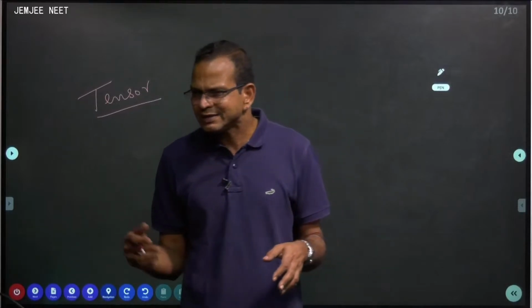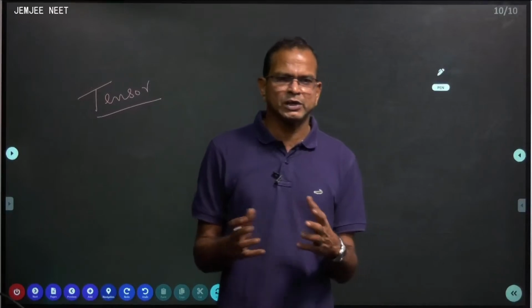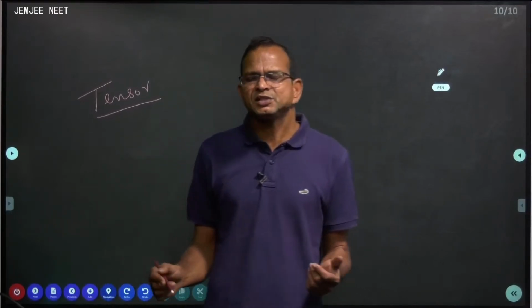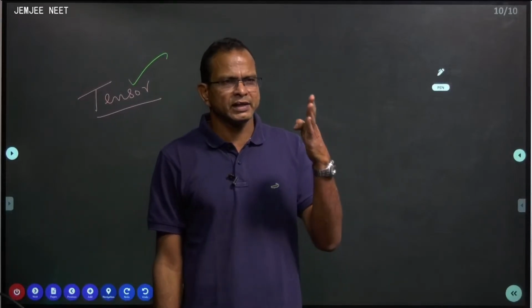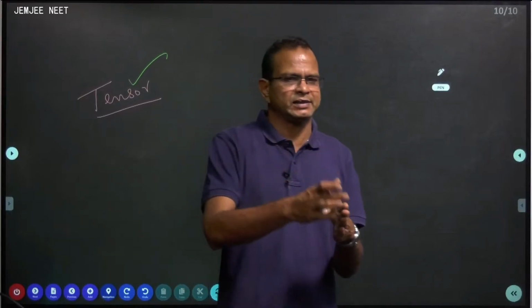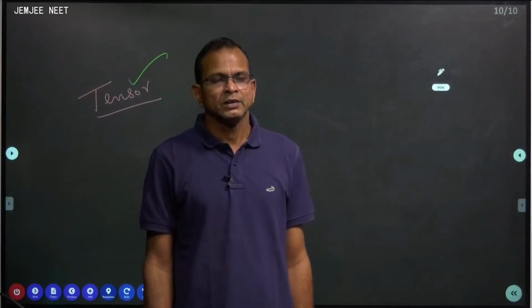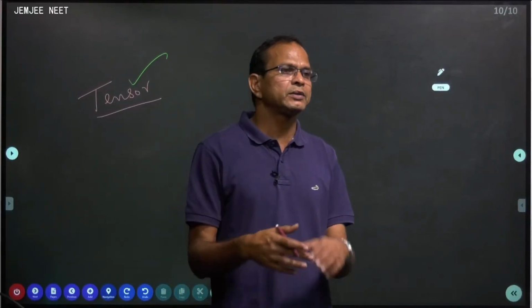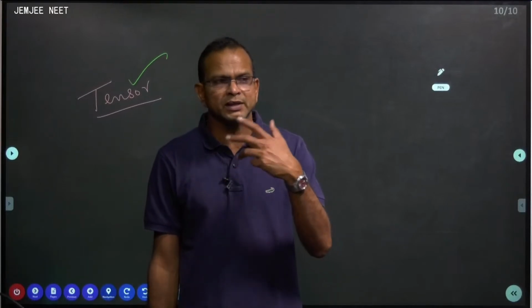Nobody can say it doesn't have direction, and nobody can claim that it has a definite direction. You can't say it either way. Such quantities are called tensors. So, the definition: tensor is neither a scalar nor a vector. That is the first sentence for tensor. Then what is it? It takes the direction according to the situation.